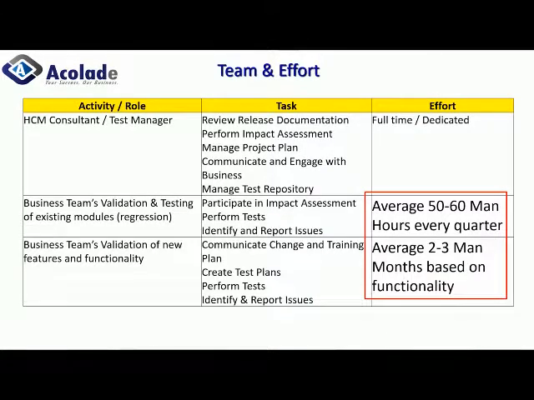So from our perspective, it takes roughly 2 to 3 man months based on the functionality that the customer is taking on. So overall, as you can see, there's a lot of effort that needs to go in to keep your HCM up and running in a very successful manner. Just to reiterate, about 50 to 60 man hours per quarter has to be spent on ensuring that your existing functionality works, and about 2 to 3 man months worth of effort when it comes to adopting new functionality. So from a customer's perspective, that's an ongoing activity and a lot happening there.